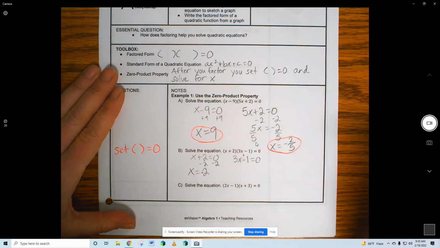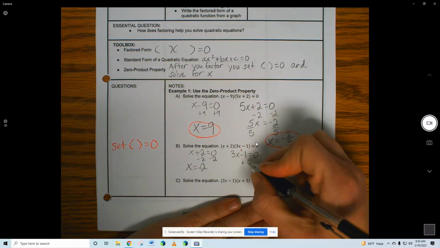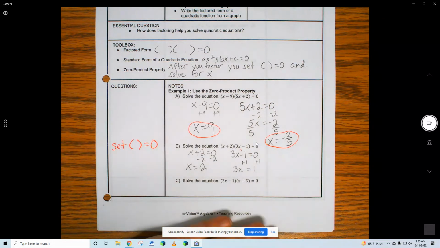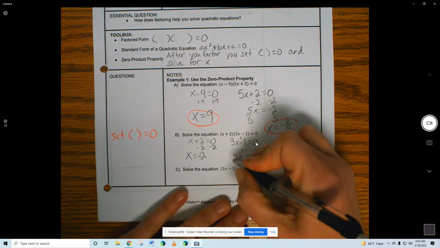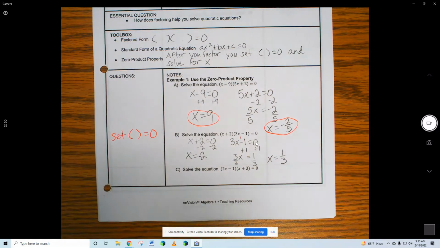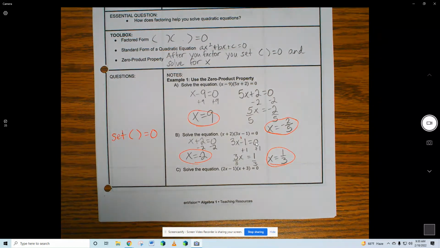Did you get x equals -2 for one of them? What'd you get for the other one? What'd you get? 1/3. Yep, 1/3. You add 1, 3x equals 1. Divide by 3, x equals 1/3. All right, do C on your own.